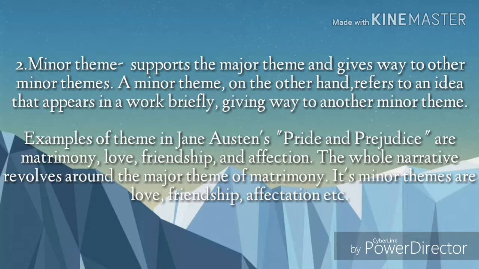Minor theme supports the major theme and gives way to another minor theme. A minor theme, on the other hand, refers to an idea that appears in a work briefly, giving way to another minor theme. Examples of theme in Jane Austen's Pride and Prejudice are matrimony, love, friendship, and affection. The whole narrative revolves around the major theme of matrimony. Its minor themes are love, friendship, affection, etc.